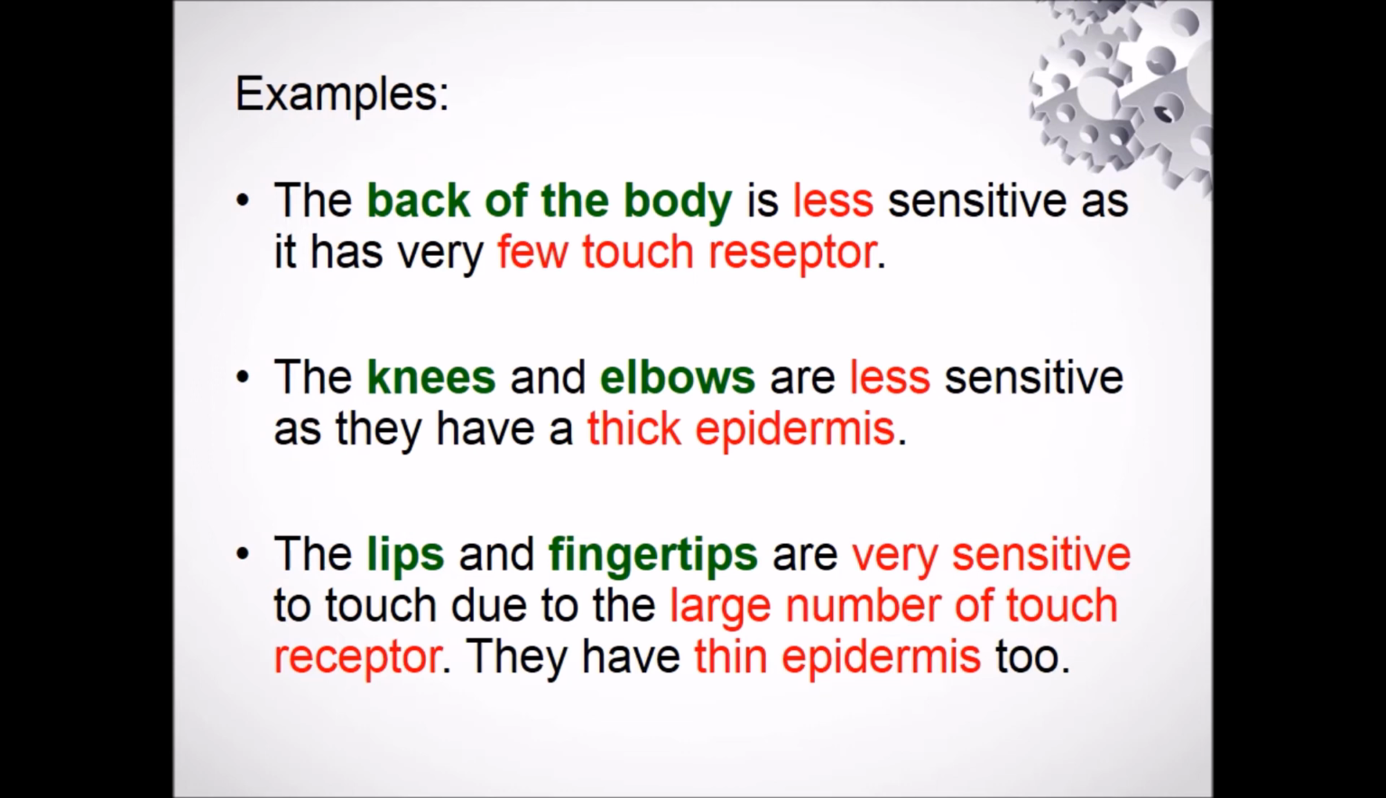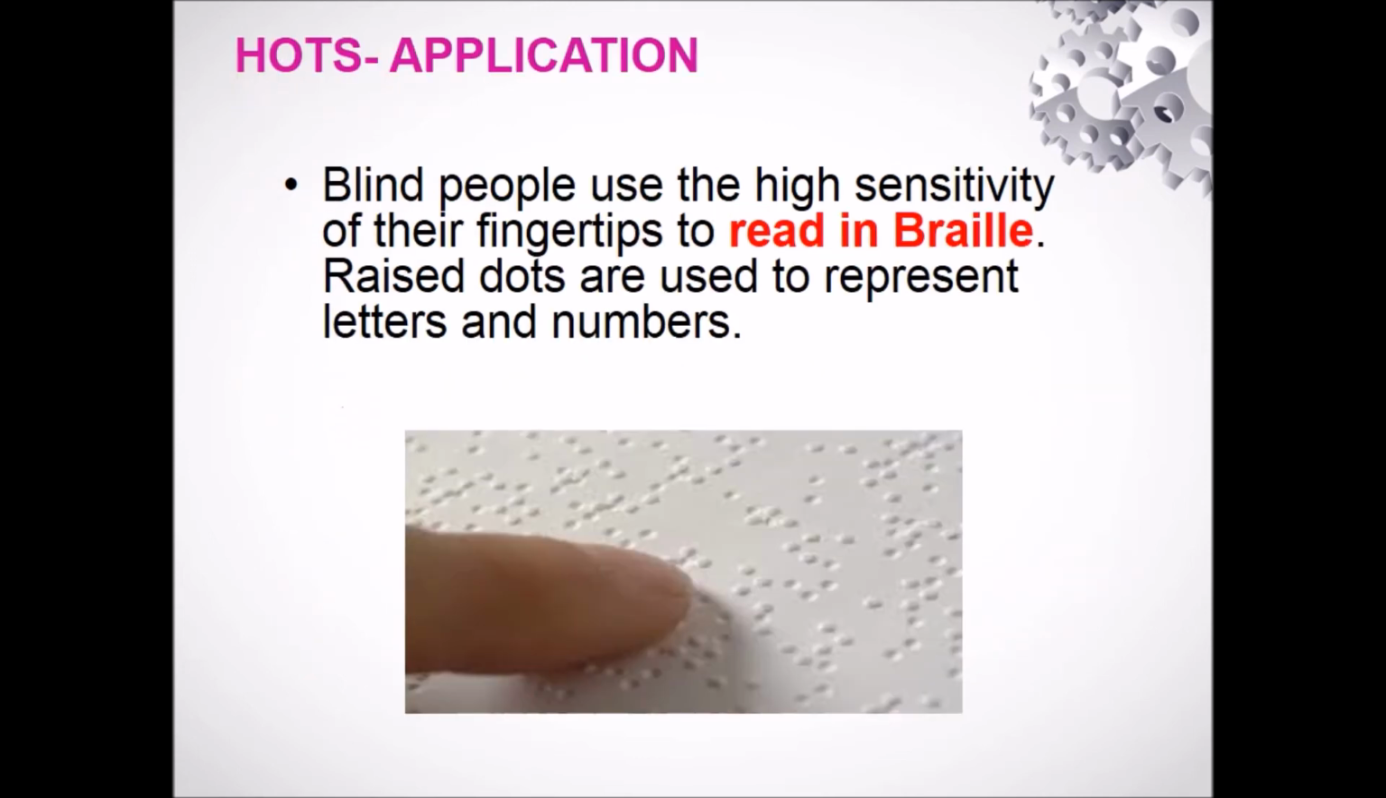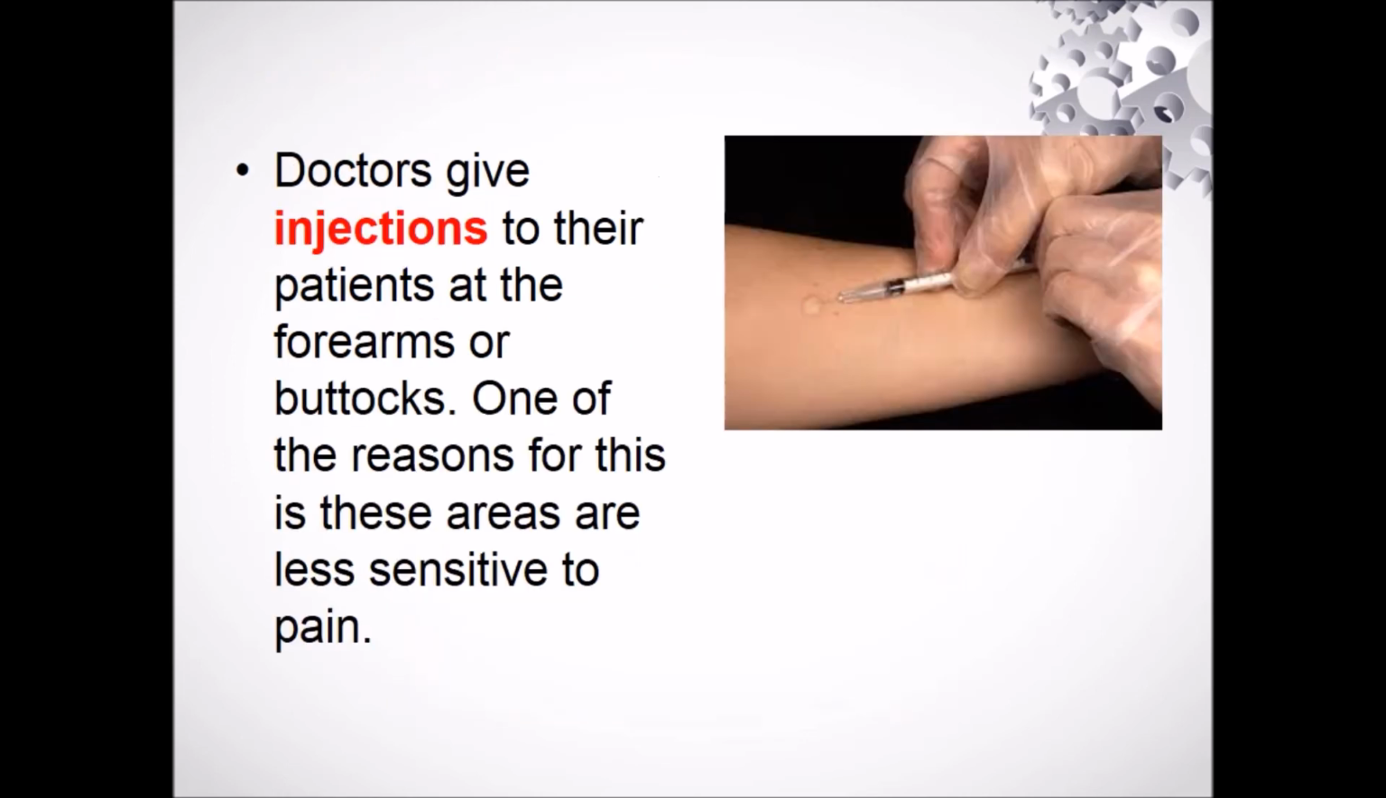What about the application of the sensitivity of skin towards human beings? First of all, blind people use the high sensitivity of their fingertips to read Braille. Raised dots are used to represent letters and numbers. Secondly, doctors give injections to their patients at the forearm or buttocks. One of the reasons for this is that these areas are less sensitive to pain.